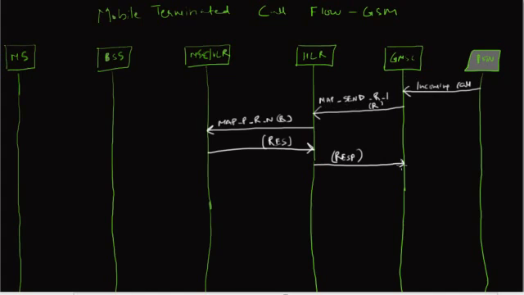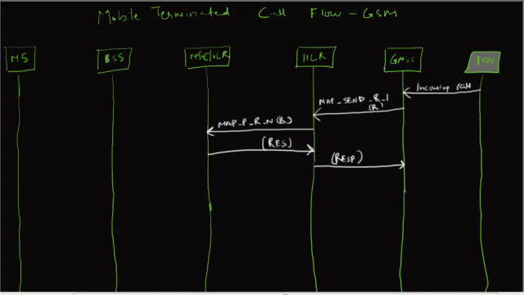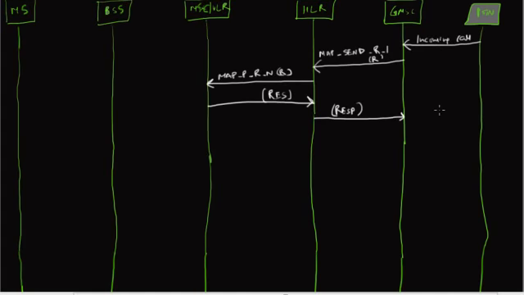Once the gateway MSC knows the routing number, or the MSRN, of the mobile, it knows where to send the ISUP initial address message. So it sends an ISUP initial address message to the MSC VLR where the mobile is located. Now the MSC VLR already has the IMSI and TMSI of the mobile.